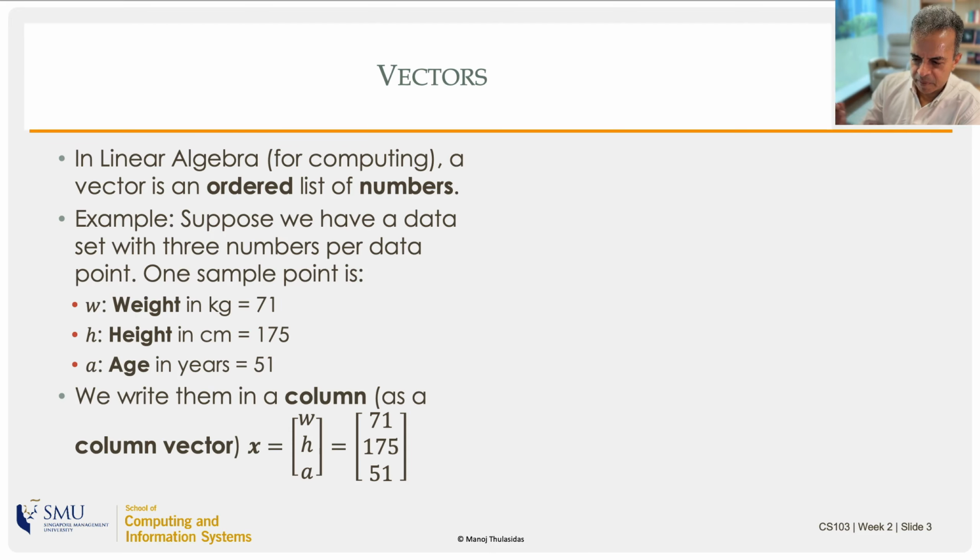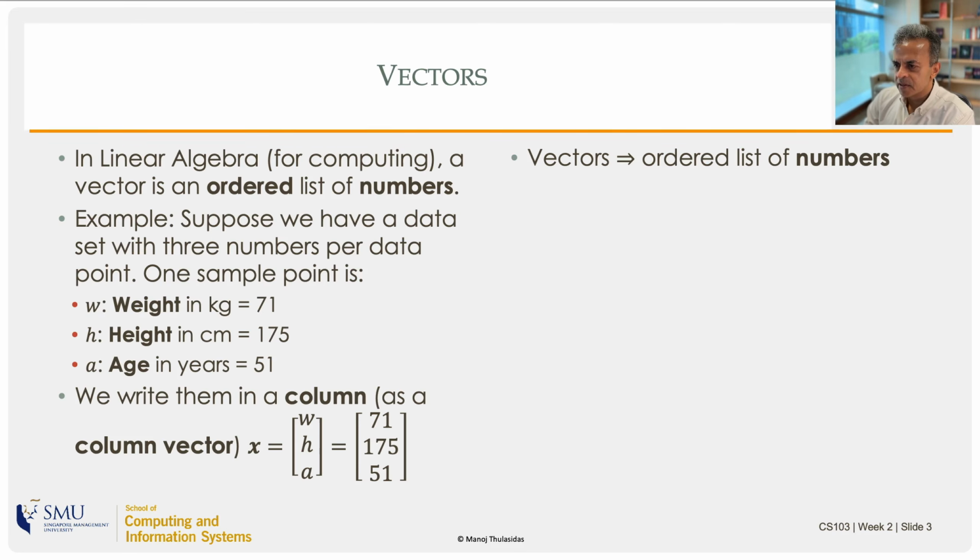And if you take a second measurement of somebody else, the weight, height, and age, you have to have the same ordering. The first element will have to be the weight, the second one the height, and the third one the age. Otherwise, you're making a mistake. You cannot add them. You cannot really say anything about what the elements stand for. So to reiterate, vectors for our purpose are ordered lists of numbers.